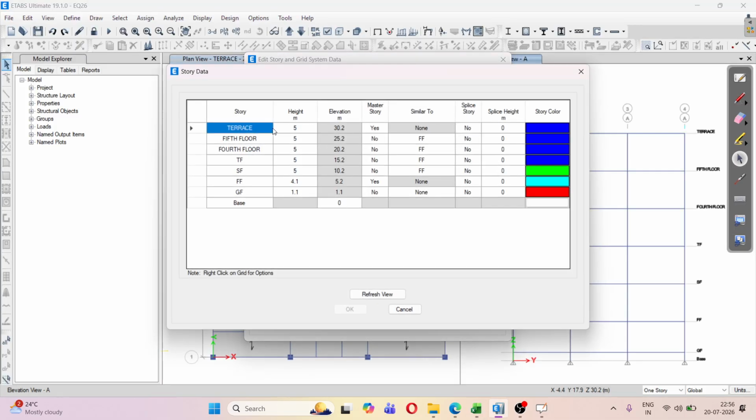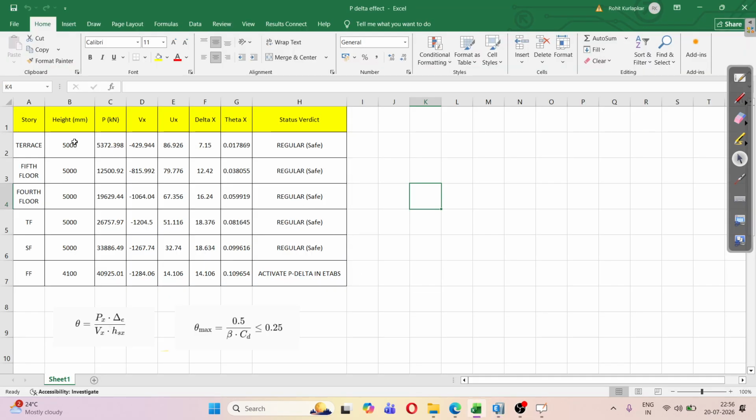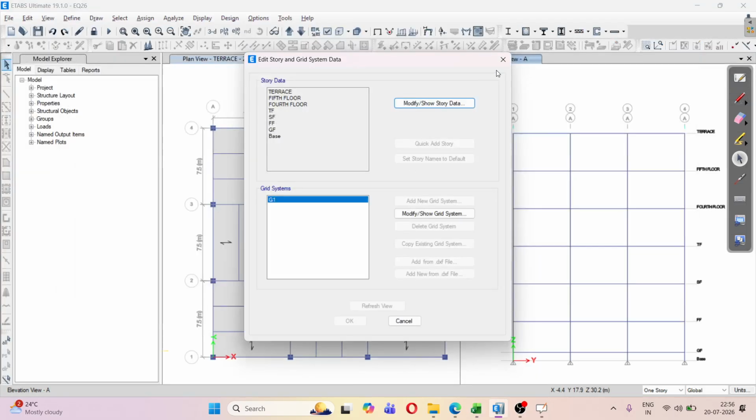Next, we will require the height, that is story height. So you can get the story height from here. The story height here is in meter. Here we put in mm. So you just put the values, the respective story height. Now we will require P.